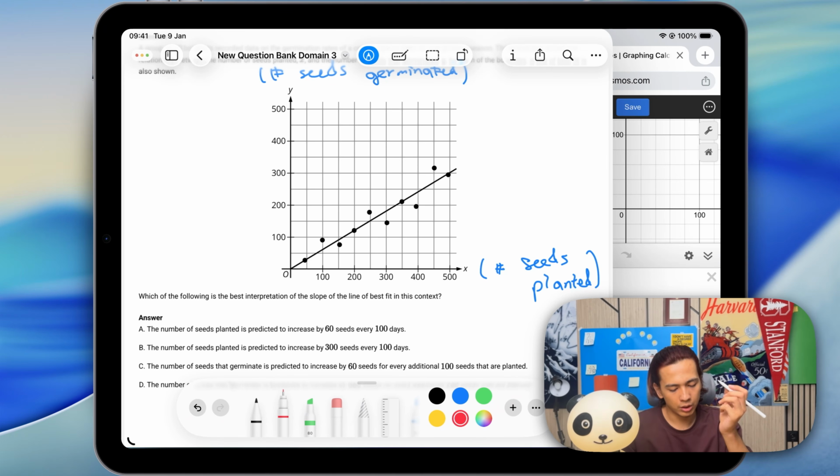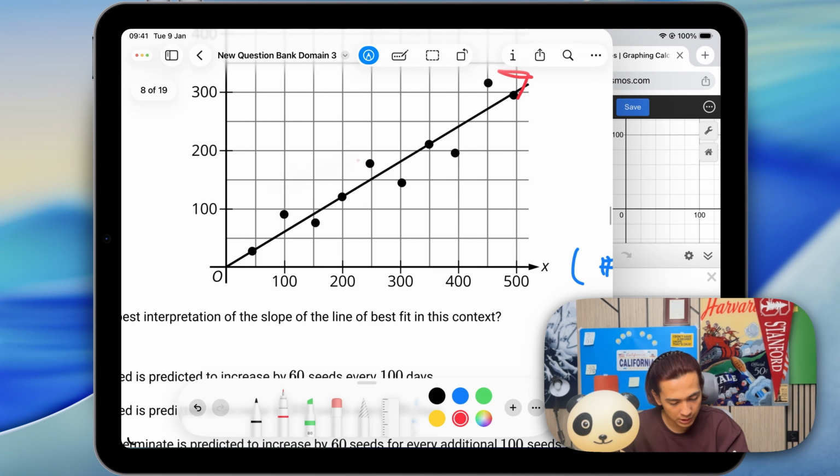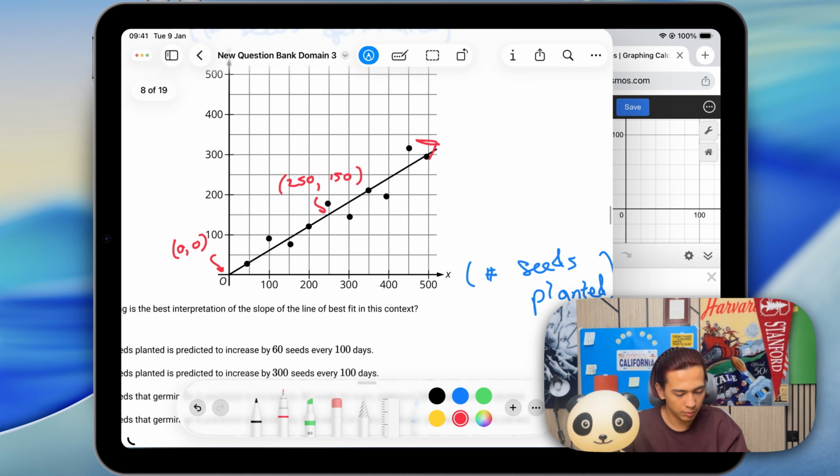Okay, so the slope, what it means, right? First of all, before interpreting it, let's calculate the slope. For example, I know this point for sure, it's going to be 250, it corresponds to 150 there. What else do I know? I know that 0, 0, around 0, 0, right? So the slope is going to be 150 minus 0 over 250 minus 0. So it becomes 15 over 25.